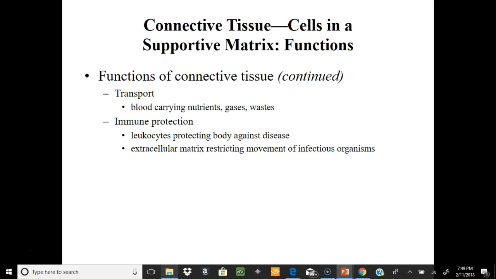Transport, blood is connective tissue and it transports nutrients and waste products throughout the body. And then blood also provides immune protection. Our lymphocytes are specific defenders against diseases, which we'll talk about next semester as well.